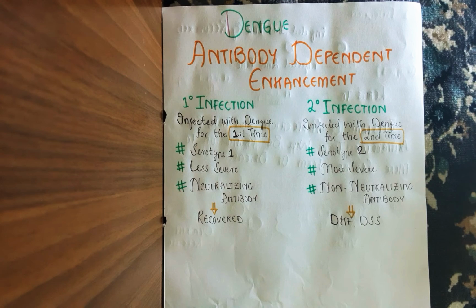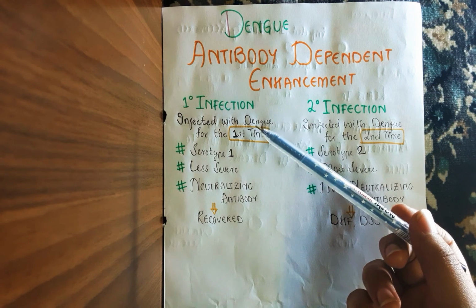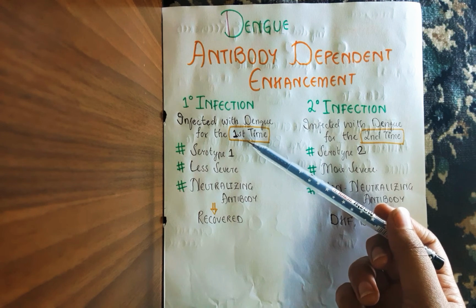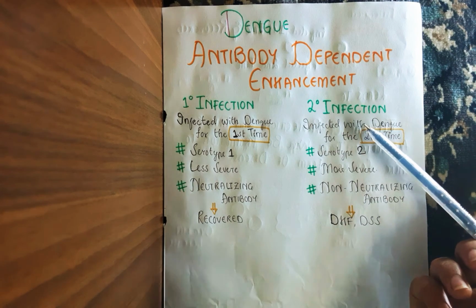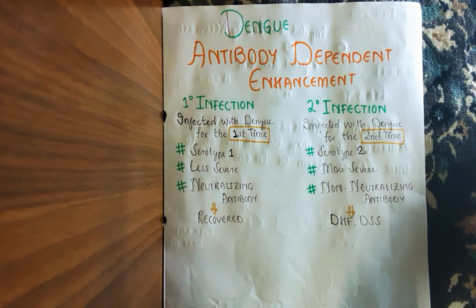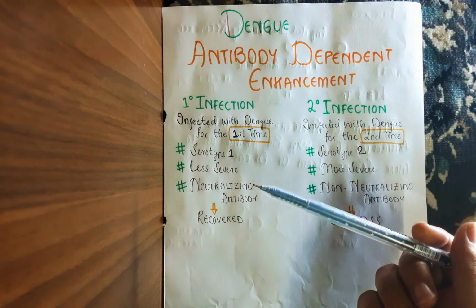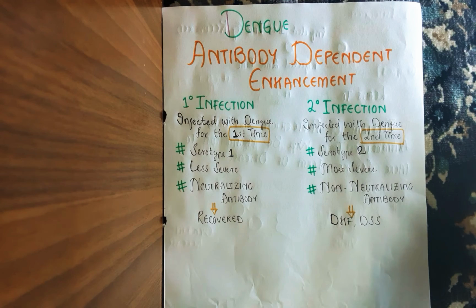For your benefit, I have divided the infections in a differential format, that is primary infection and secondary infection. Primary infection is when the person gets infected with dengue for the first time. And if the person gets infected by dengue for the second time, then it is referred to as secondary infection. Most commonly, primary infections are due to serotype 1, and secondary infections are more common with serotype 2.